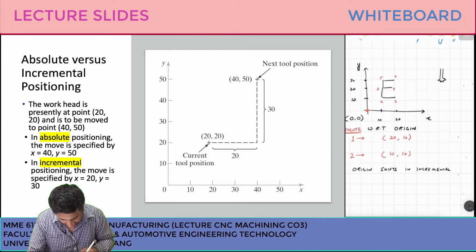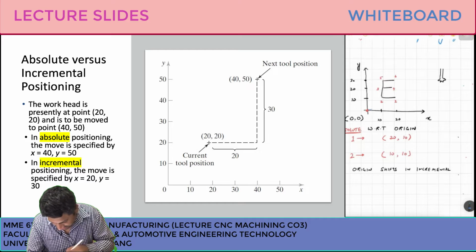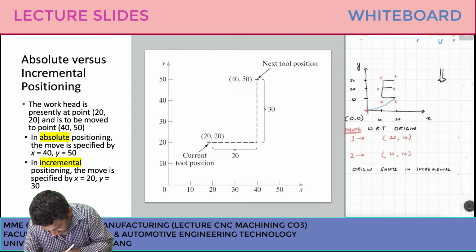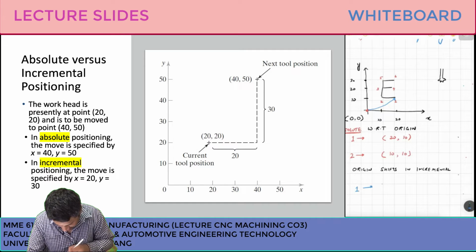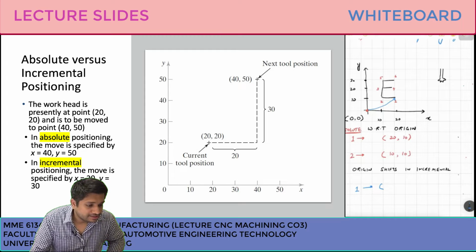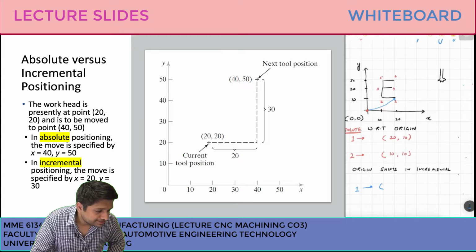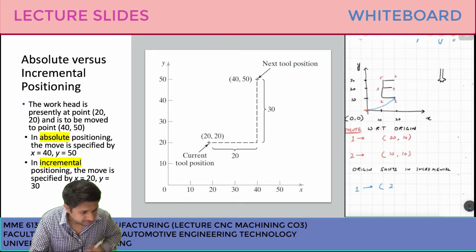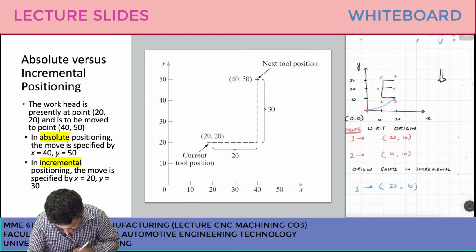Okay, so let's say that first my tool is going to move to point 1. For point 1, what is the coordinate in my system? 20 comma 10.